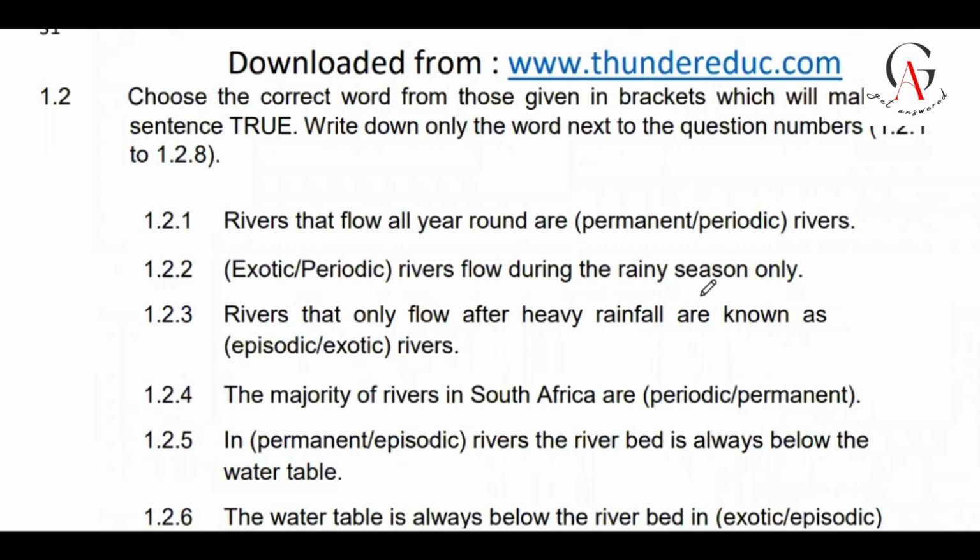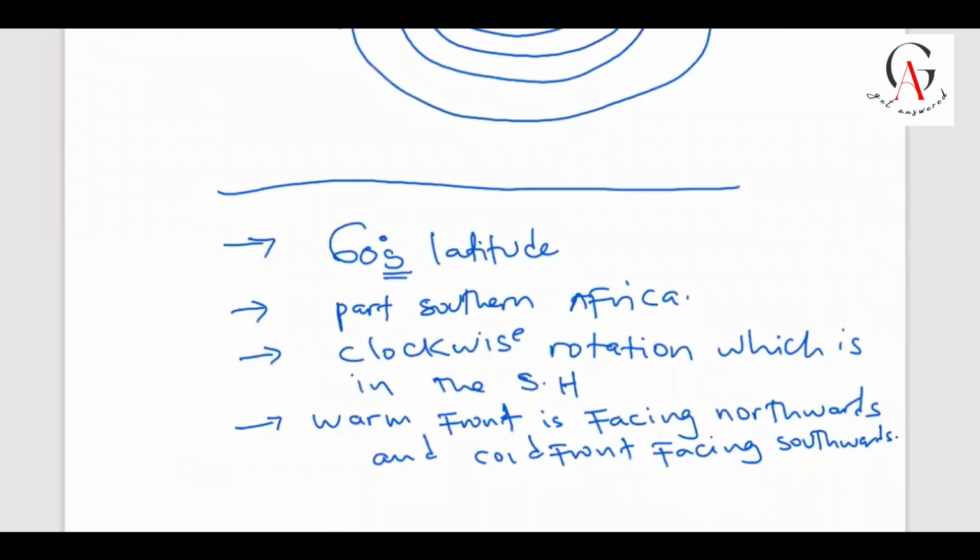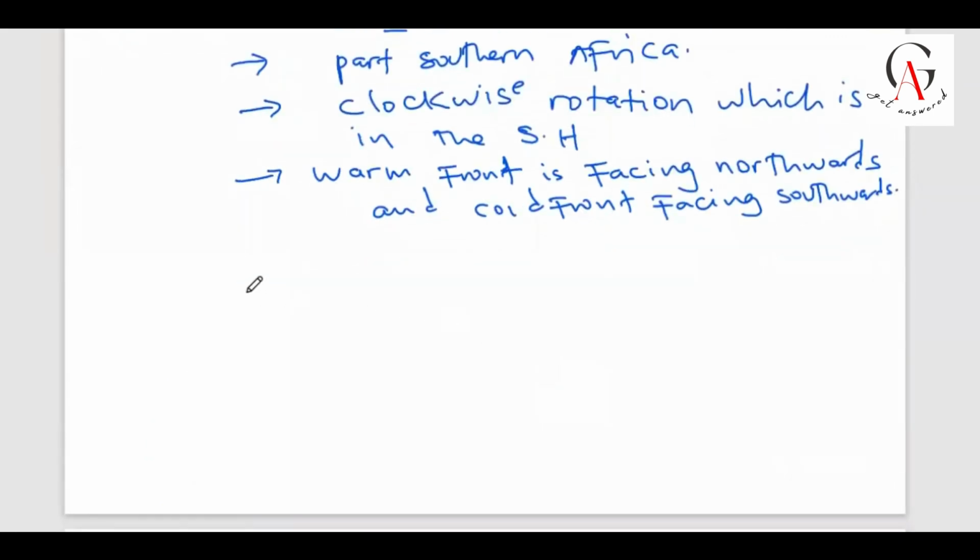All right, let's proceed to question 1.2. They say, choose the correct word from those given in brackets, which will make the sentence true. Write down only the word next to the question numbers 1.2.1 to 1.2.8. All right.